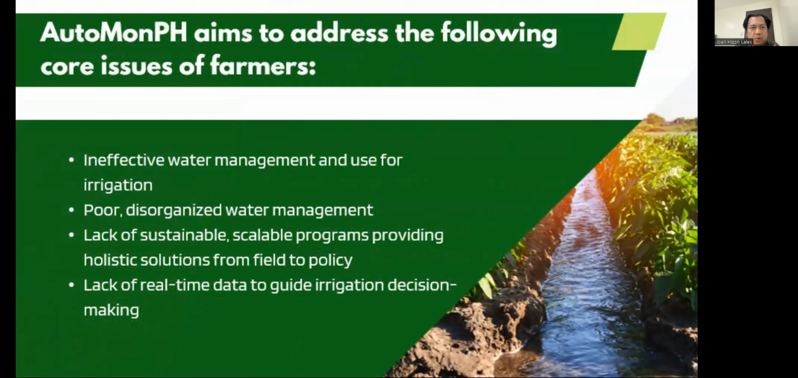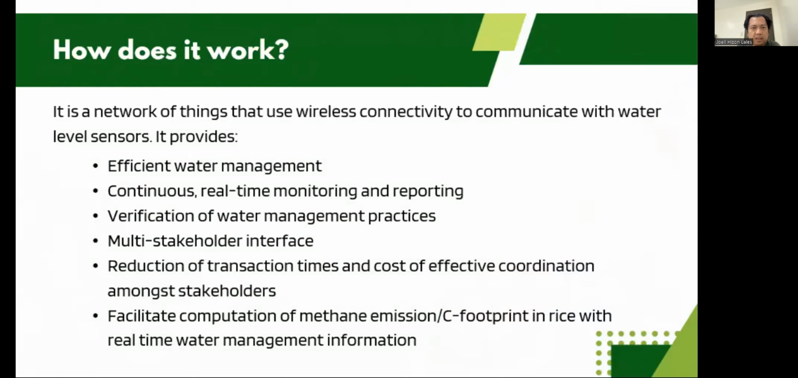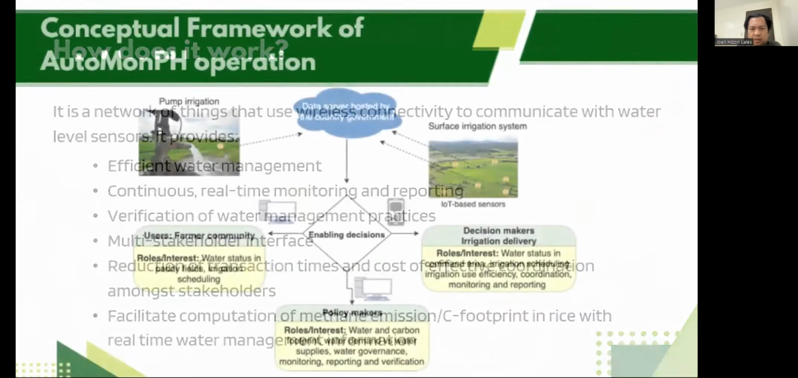So ito po yung mga issues: ineffective water management, disorganized water management, lack of scalable technology. We all know that especially for rice, kailangan talaga nilang ma-organize. They're not getting directly the water, but it goes through irrigator associations. So there's a big problem how to address water availability. It uses IoT, Internet of Things, and through that we can better manage water. We can monitor the water level and do whatever management practice we need. It involves multi-stakeholder interfacing and is efficient.